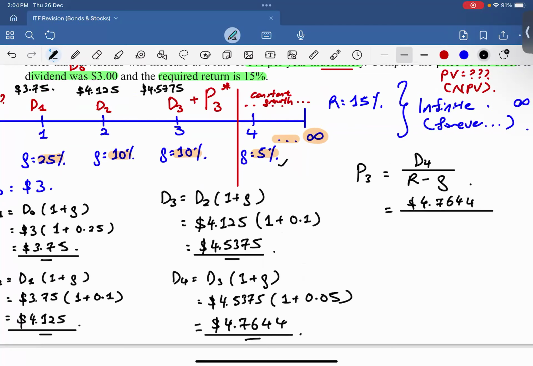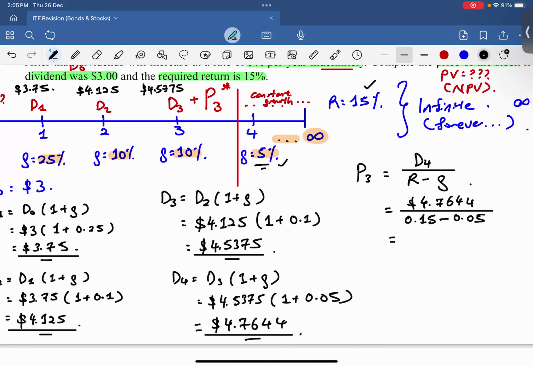Okay, R is how much? 15%. Okay, so 0.15. What about growth rate? You take this one, okay? Next year one. Remember, to calculate the stock price in current year, you will need to use the dividend in next year and the growth in next year. Okay, so therefore, 0.05.